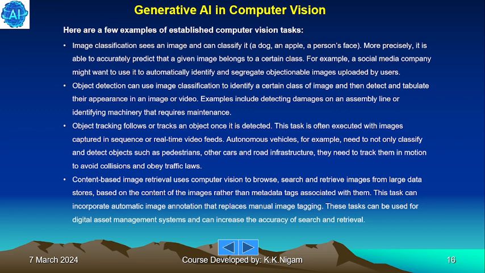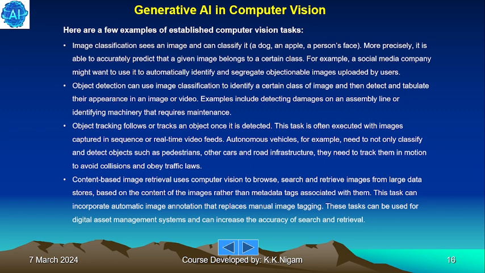Object detection can use image classification to identify a certain class of image and then detect and tabulate their appearance in an image or video. Examples include detecting damages on an assembly line or identifying machinery that requires maintenance. Object tracking follows or tracks an object once it is detected. This task is often executed with images captured in sequence or real-time video feeds.